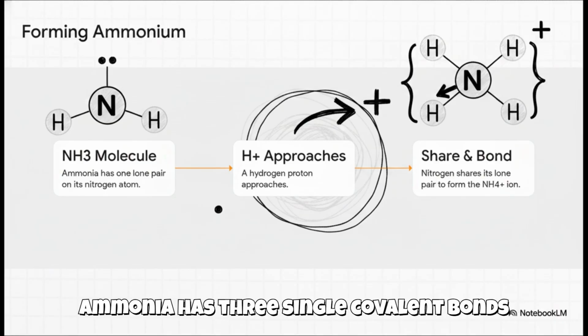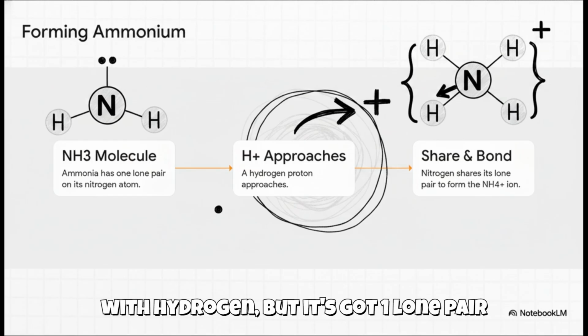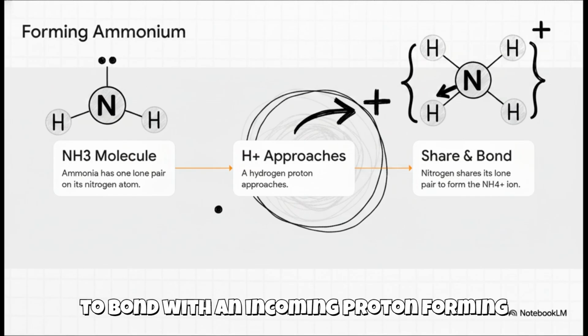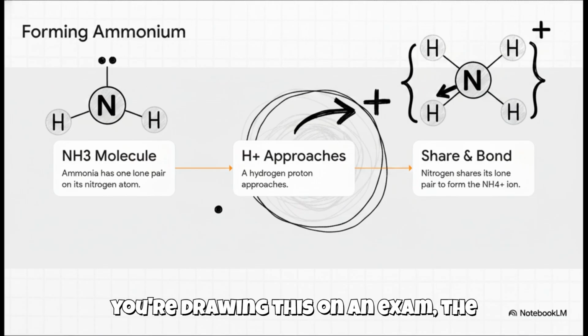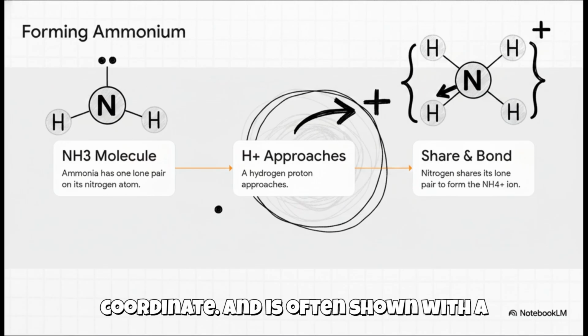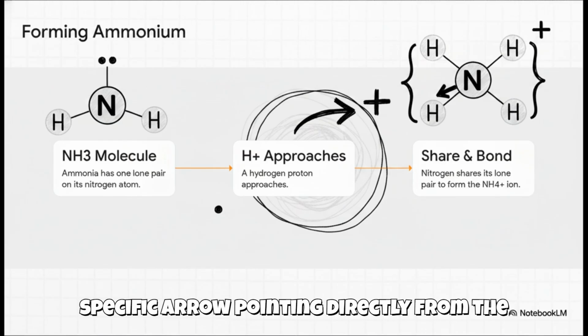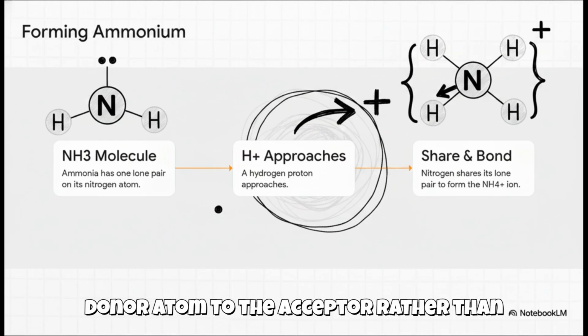You see a very similar thing with ammonia forming the ammonium ion. The nitrogen atom in ammonia has 3 single covalent bonds with hydrogen, but it's got one lone pair left over. It uses that single lone pair to bond with an incoming proton, forming the NH4+ ion. Quick tip for you: when you're drawing this on an exam, the coordinate bond is often shown with a specific arrow pointing directly from the donor atom to the acceptor, rather than just your standard straight line.